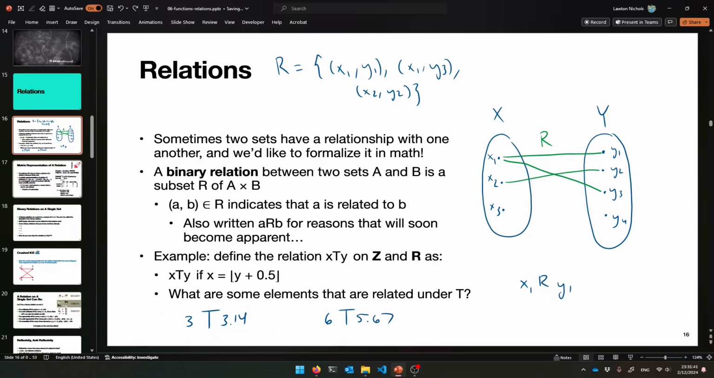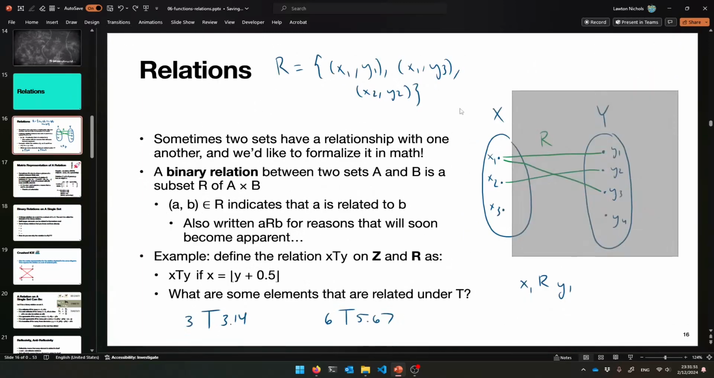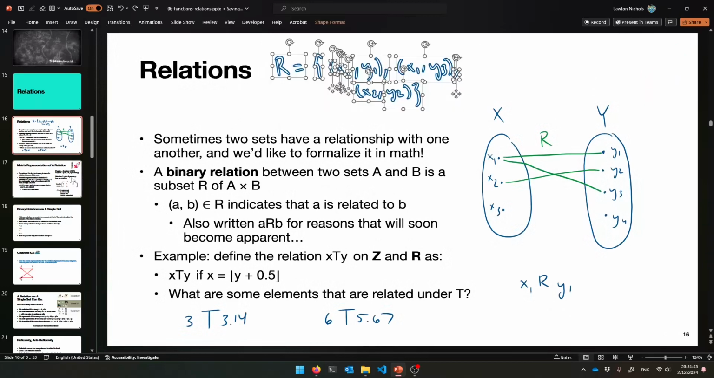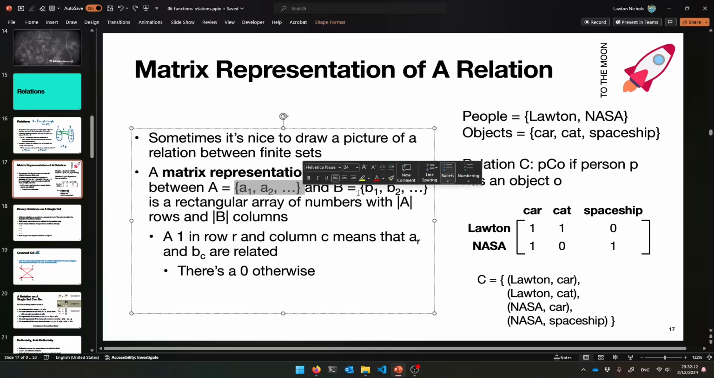So you can relate whatever you want. Here's one kind of relation. Once you have a relation in mind, you can talk about it in a bunch of different ways. You can write it out as a picture. You can write it out as a set of pairs. There are other ways to do that. Here's another way. It's called a matrix representation of a relation. So this is another kind of picture. A matrix representation of a relation between some set A and some set B is where you make every element of A a row and every element of B a column, and then you put binary numbers inside.